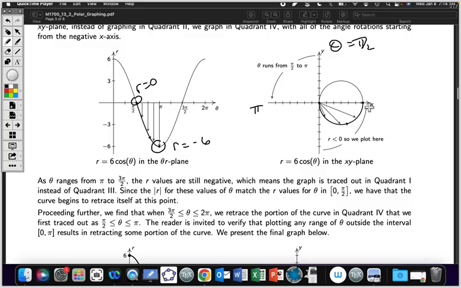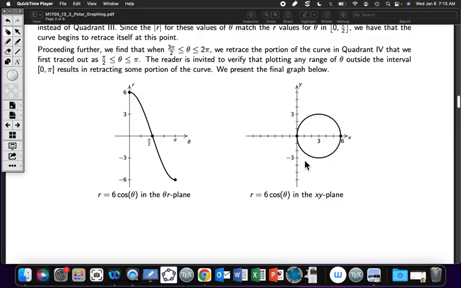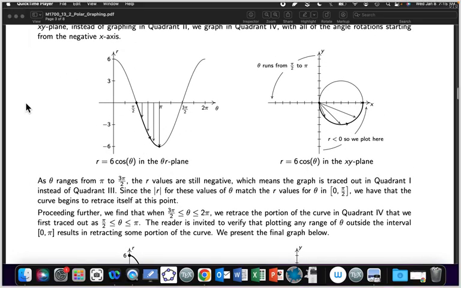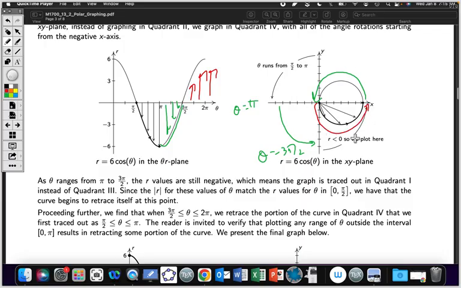Now, if I keep going, look what happens. One cycle here gives me one cycle here. And if I were to keep going from, say, pi to 3 pi over 2, look what would happen. Pi to 3 pi over 2 would be sweeping angles here, but these r values are still negative. So r starts at negative 6, which means I'm starting here, and I'd be retracing. And then the same thing here, I'd be retracing these values, okay?